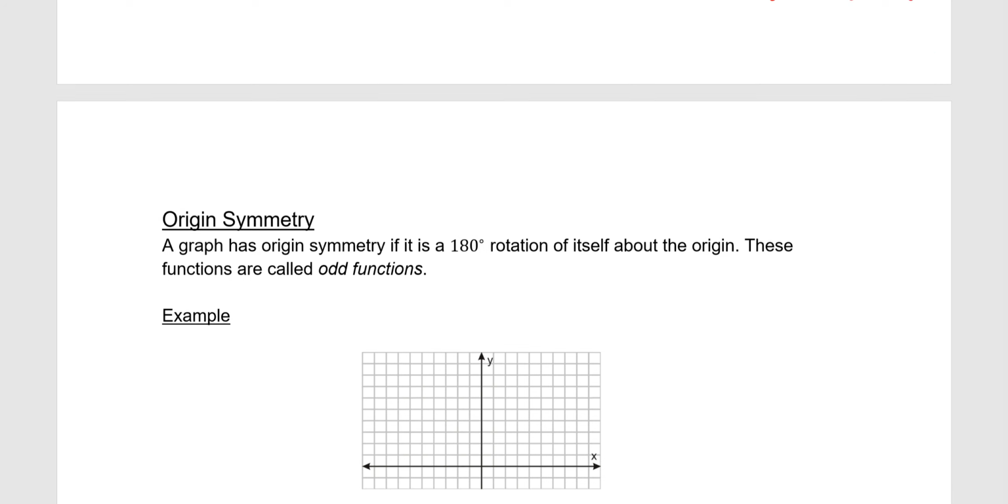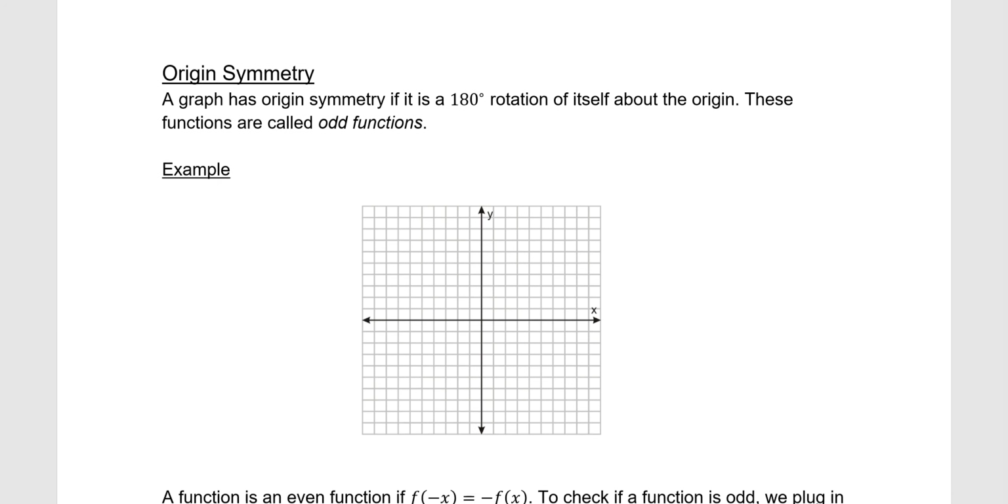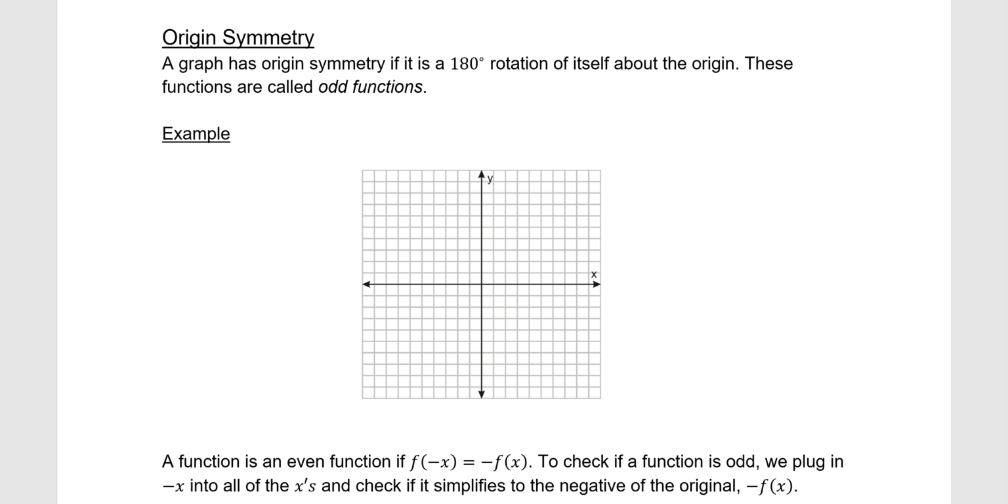Okay, next one for origin symmetry here. A graph has origin symmetry if it's a 180-degree rotation of itself about the origin. What that means is, if you take a graph and flip the paper completely upside down 180 degrees, it would look exactly the same as it did before you flipped it. These types of functions are called odd functions.